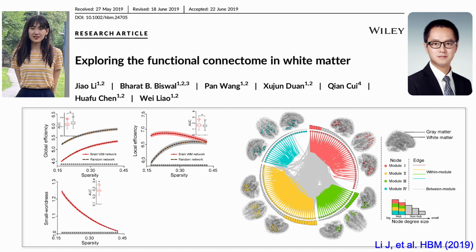In another study by Li Jiao and Liao Wei, they looked at the graph theoretical properties of the white matter signal and compared it to the gray matter. When they analyzed the signal characteristics, what they found was that there were differences in the graph theoretical structure, again suggesting that the white matter correlation that we observe is simply not due to a leakage, if you will, from the gray matter signal.